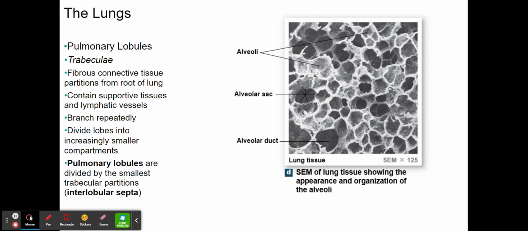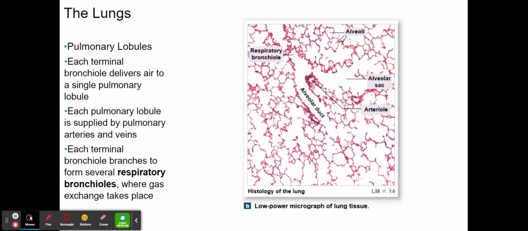The connective tissues of the septa are, in turn, continuous with those of the visceral pleura, the serous membrane covering the lungs. Each terminal bronchiole delivers air to a single pulmonary lobule. Within the lobule, the terminal bronchiole branches to form several respiratory bronchioles. The respiratory bronchioles are the thinnest and most delicate branches of the bronchial tree. They deliver air to the gas exchange surfaces of the lungs. Before incoming air moves beyond the terminal bronchioles, it has been filtered and humidified.